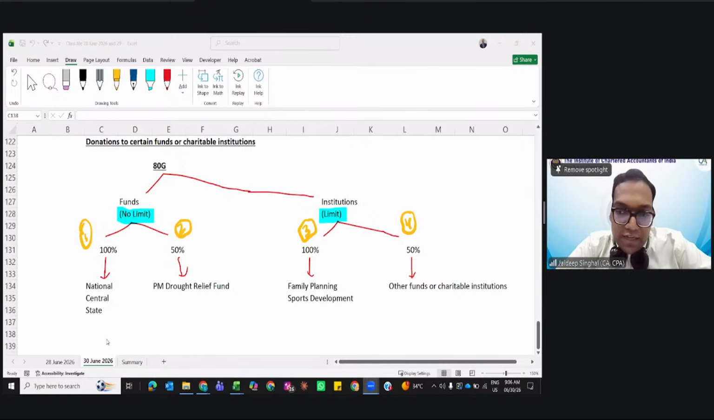Now, there were many fraudulent activities happening. What used to happen is people used to give donation to the charitable institution and then take it back in cash. And then they used to claim the deduction as well. Let's suppose I am a salaried person and I give donation in the bank account. I am able to claim the deduction. But then I take that amount back in cash. These types of fraudulent activities were happening. So that's why the government has tightened these provisions a lot.